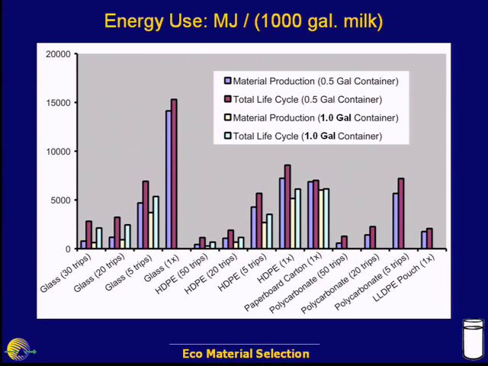A paperboard shows up here, and you see that the plastic half-gallon is a little bit more energy consuming than the paperboard, but not too much.